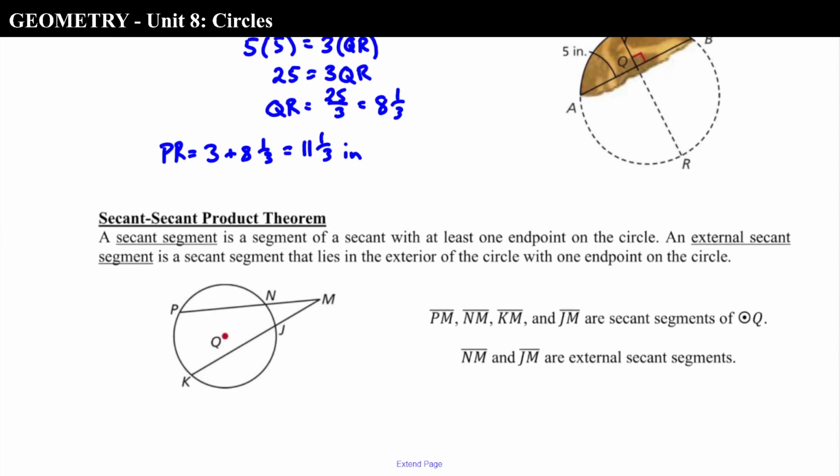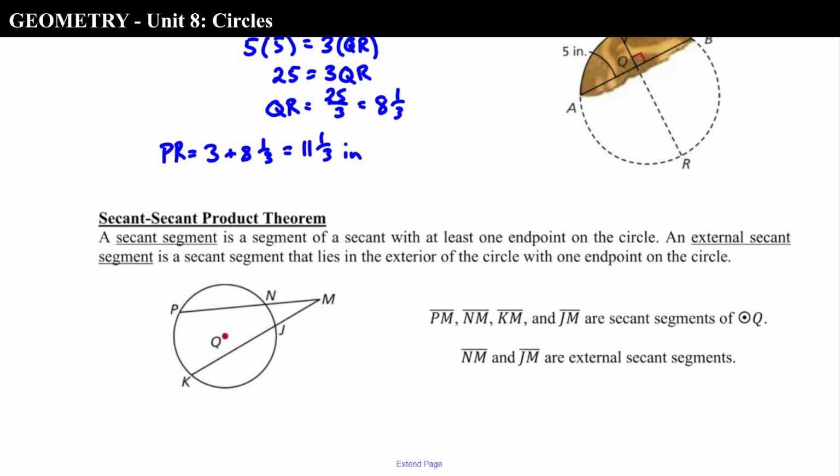The secant-secant product theorem states that a segment of a secant with at least one endpoint on the circle. A secant segment is a segment of a secant with at least one endpoint on the circle, because we talked about a secant line being a line that goes on forever in both directions. Now we're going to take a segment of that secant.